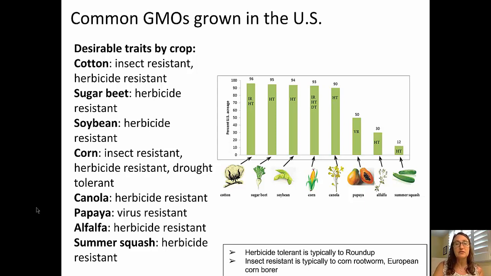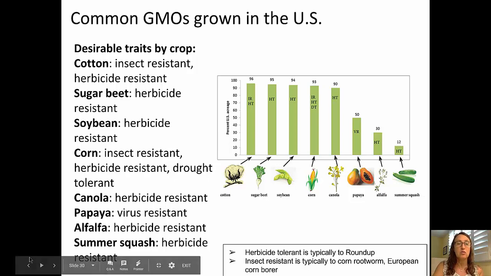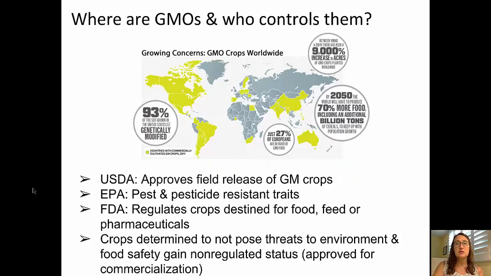And as you see in the text on the left side, we are developing those GM crops for specific benefits. So cotton, we're looking for insect resistance and herbicide resistance. For sugar beets, herbicide resistance. For soybeans, herbicide resistance, and so on. Now, when we talk about herbicide resistant or herbicide tolerant, we're typically talking about some version of Roundup. And the insect resistant characteristics we're looking for are typically to be resistant to corn rootworm and the European corn borer.